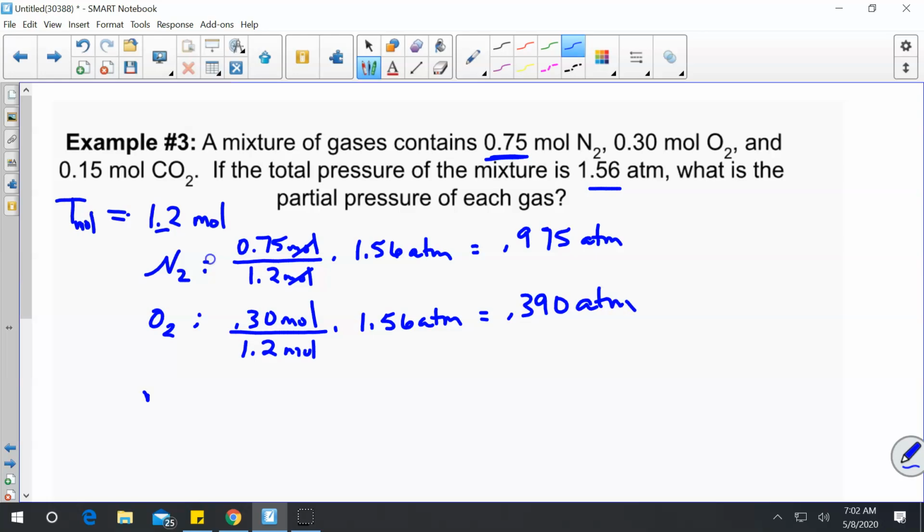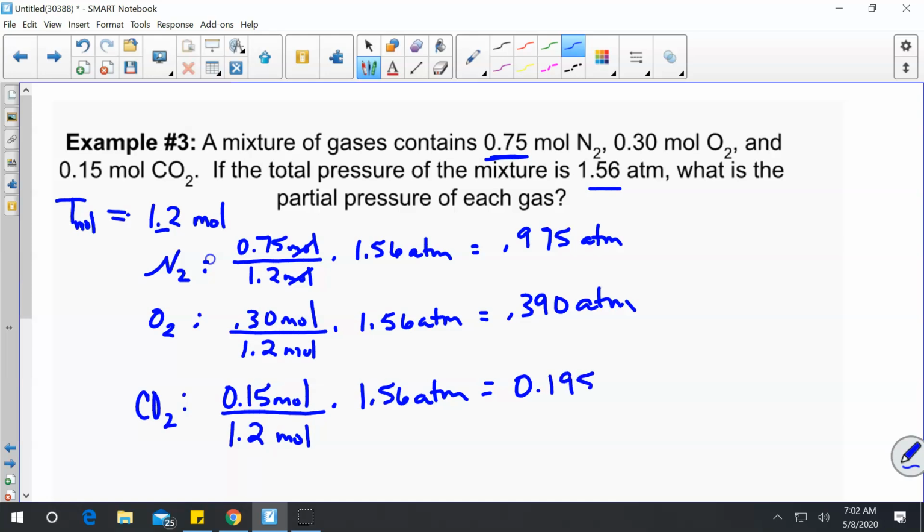And then for the last gas, carbon dioxide, 0.15 moles for the partial, over the total moles times the total pressure, it equals 0.195 atmospheres. And all of those added together should equal 1.56 atm.